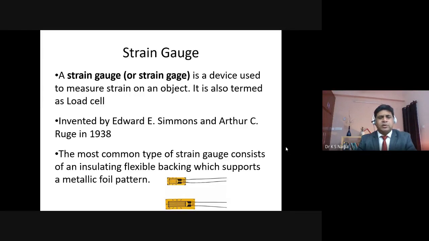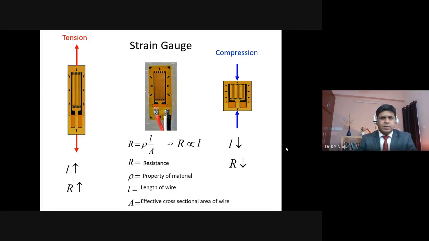It was invented in around 1938, and the most common type of strain gauge consists of an insulating flexible backing which supports a metallic foil pattern. So this pattern is generally pasted over the substrate, over the base where you are going to measure the strain. Strain gauges can be constructed in different ways. It may be a simple wire which is wrapped over a certain special mechanism, it may be a foil, or it may be a semiconductor type of strain gauge, which we will consider later on.